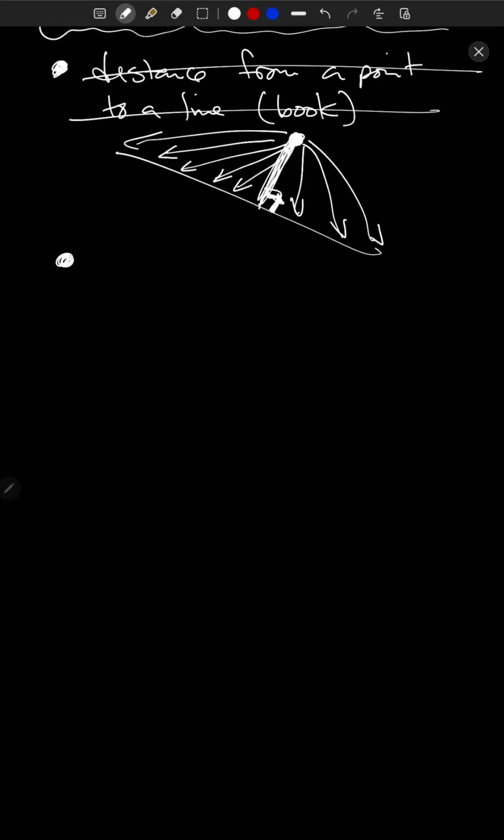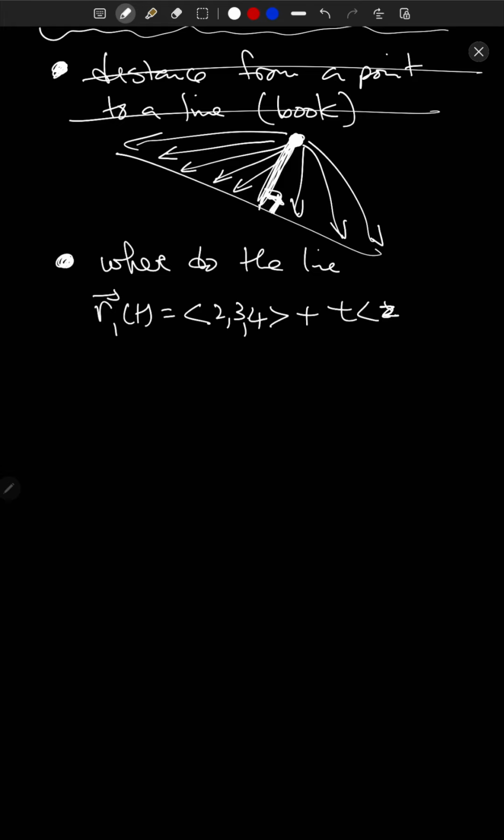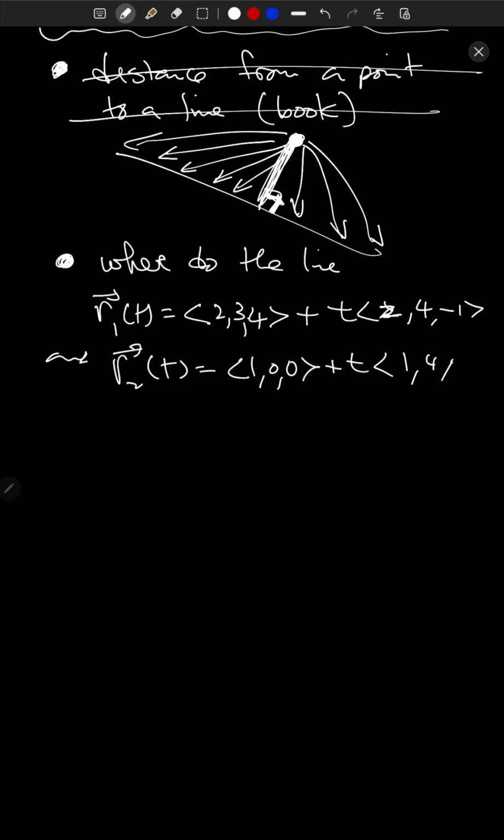Another thing you might see in the homework, a couple of miscellaneous things, is what happens if I ask you where do the lines intersect. I'm just going to make up two random lines: R1 of t equals (2, 3, 4) plus t times (2, 4, -1), and R2 of t equals (1, 0, 0) plus t times (1, 4, 5). Where do these intersect?